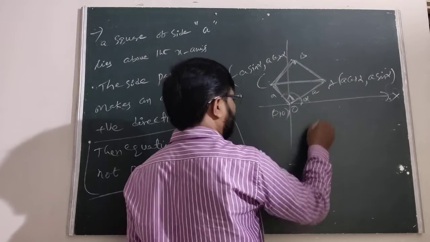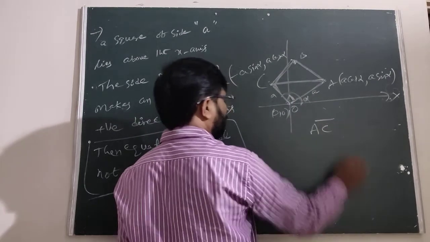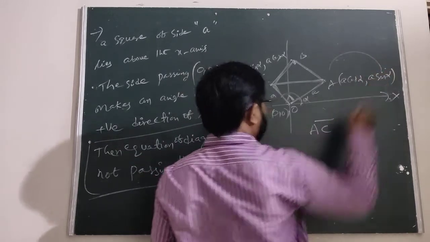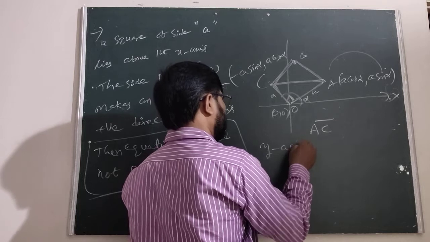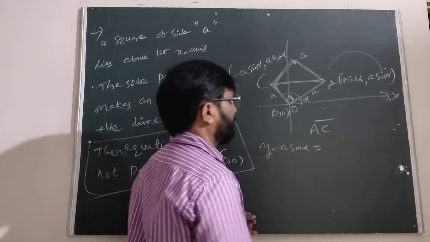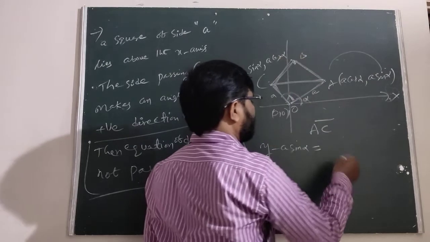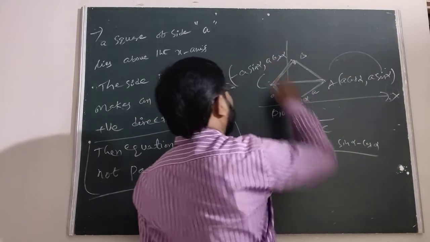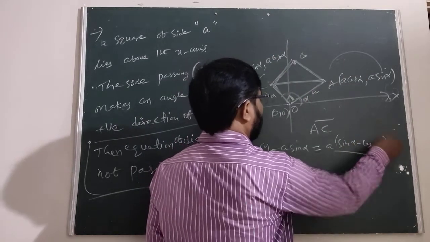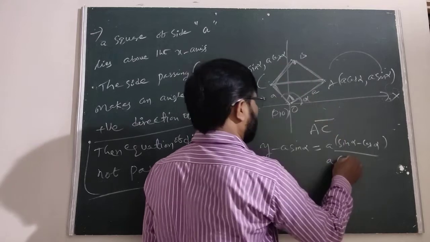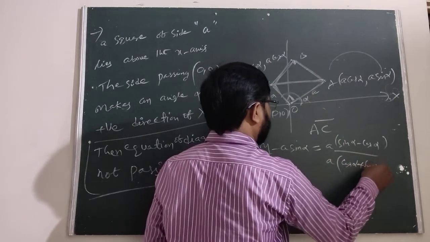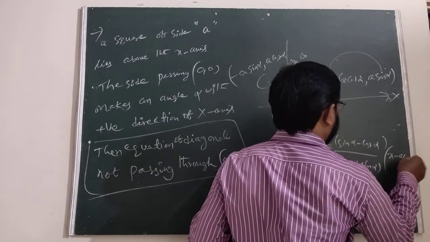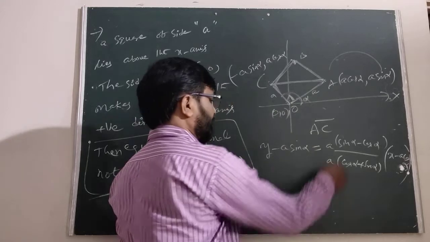Now we have to find the equation of AC. How to find the equation of AC? Therefore we can write y minus y1, that is y minus A sin alpha. Y2 minus y1: A is common, so it is A into sin alpha minus cos alpha. This is minus of minus, plus. Therefore A is again common: cos alpha plus sin alpha into x minus x1, that is x minus A cos alpha. Now this is clear, A cancels.